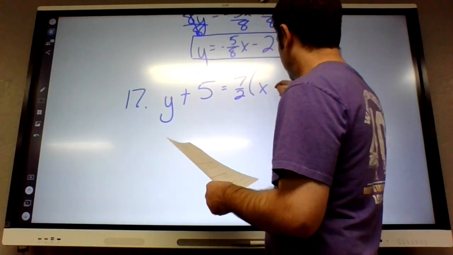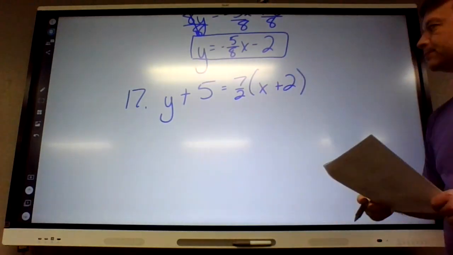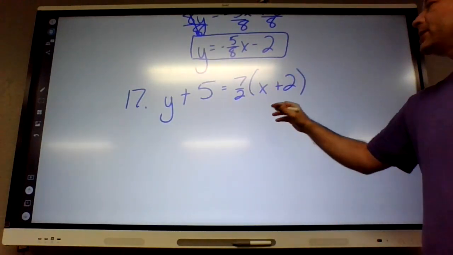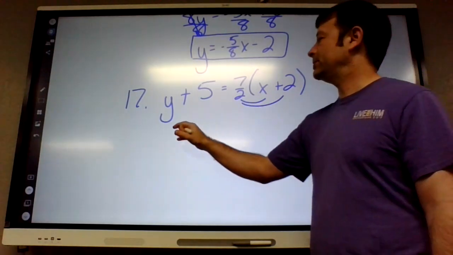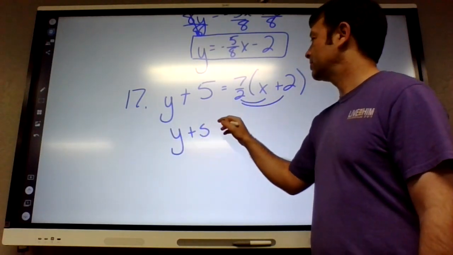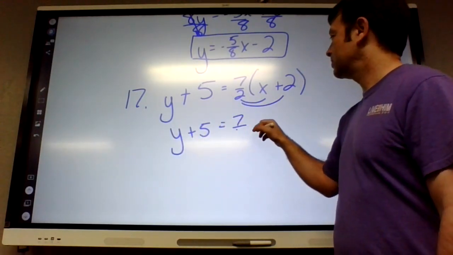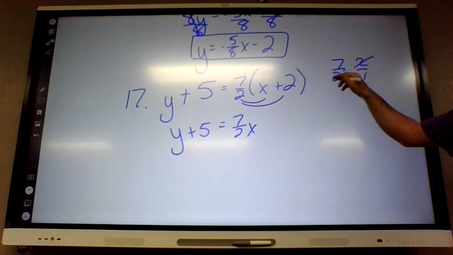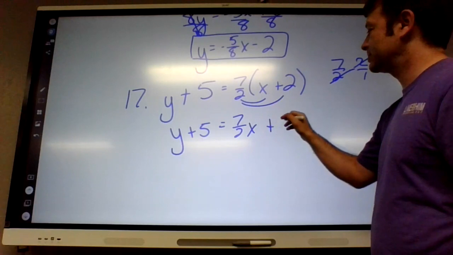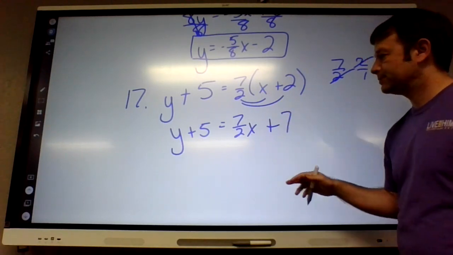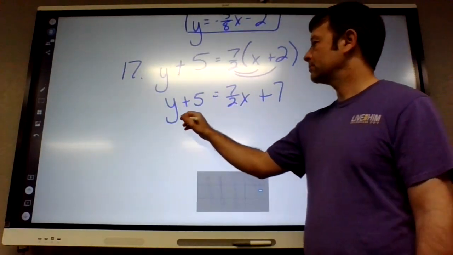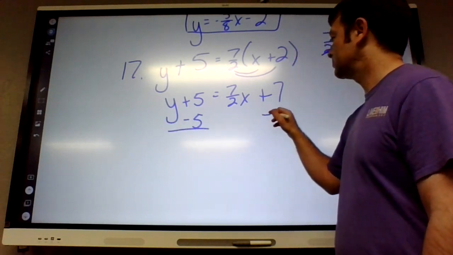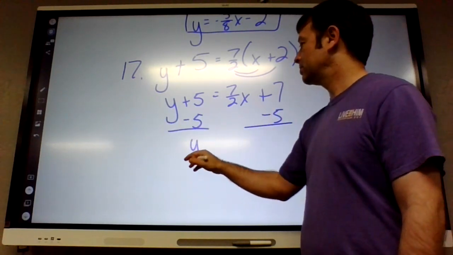Katie, what do you think about 17? Distributive property, which is 7/2 times 2x plus 7. Right. 7/2 times 2 is 7. Yes. Now what? And then minus 5.